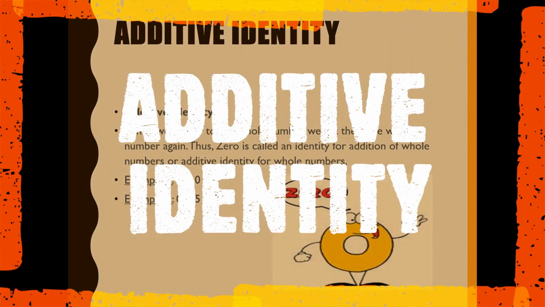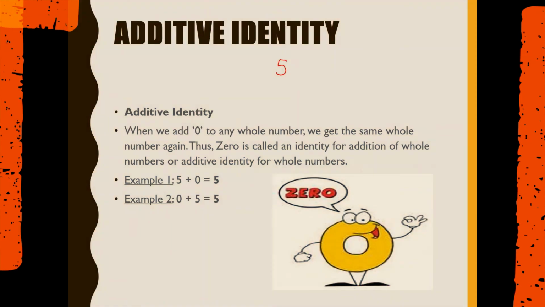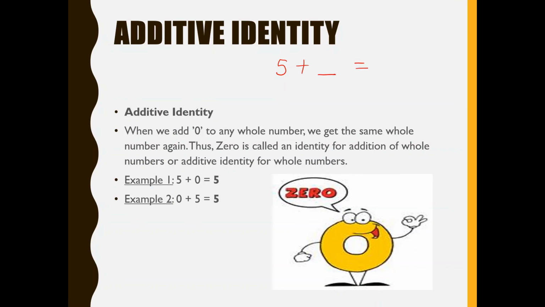So next is additive identity. That means, what do I add to a whole number to get the same whole number? I want to add something to 5 to get 5, so that the identity of 5 doesn't change. That is additive identity. So what will I add to 5? I'll add 0. So we can clearly say that 0 is called the identity for addition of whole numbers, or the additive identity for whole numbers is 0.